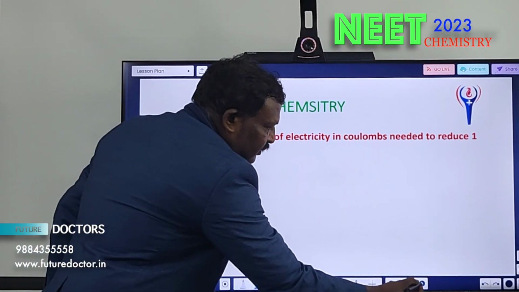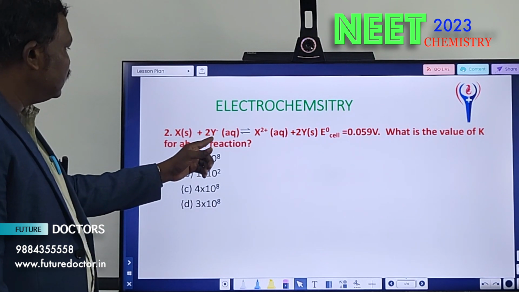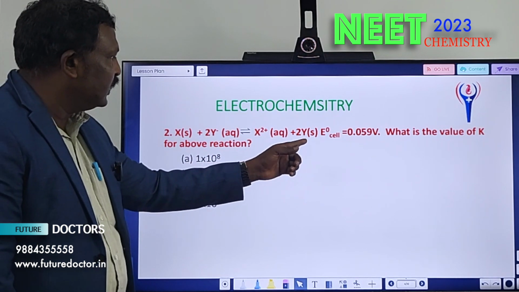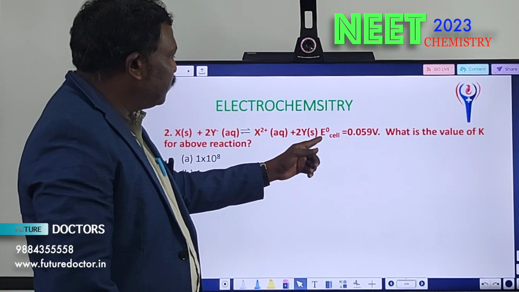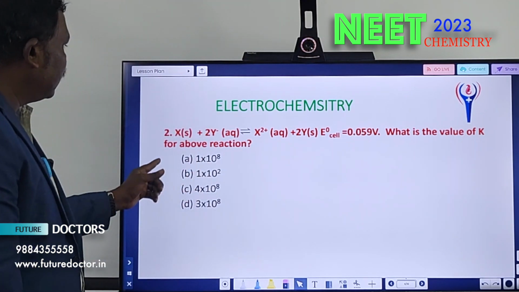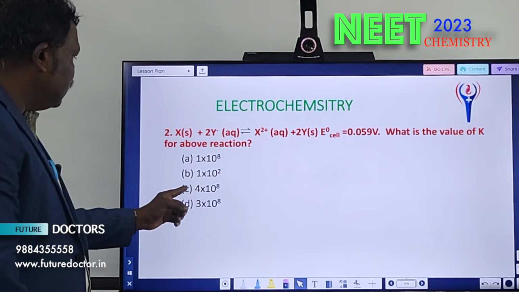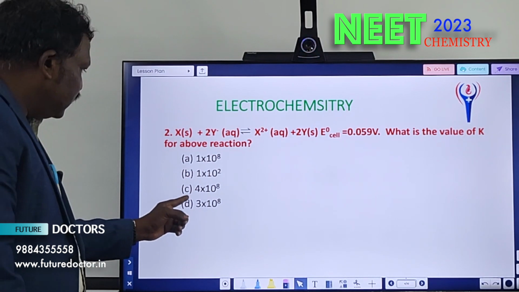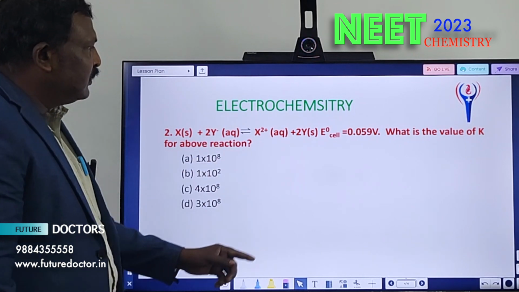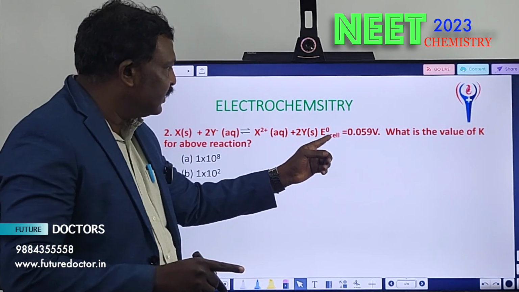Understood? Next one. Second question: X in solid state plus 2Y minus in aqueous medium gives X2 plus in aqueous medium plus 2Y in solid state. The standard electrode potential is equal to 0.059 volt. What is the value of K for the above reaction? Option A 1 into 10 power 8, option B 1 into 10 power 2, option C 4 into 10 power 8, option D 3 into 10 power 8. Understood? Here also we have one formula. There is a relation between equilibrium constant and standard electrode potential. If you apply this formula, you can get the answer.